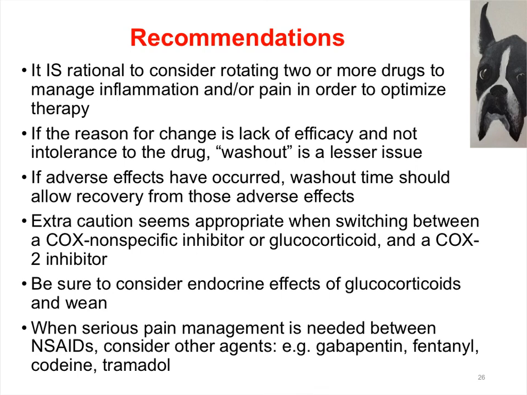Don't forget about the endocrine effects of glucocorticoids, and wean the animal from glucocorticoids and not just take them off rapidly. Anytime you have greater need for serious pain management and inflammation management, you may want to consider other agents like gabapentin, fentanyl, codeine, and tramadol, primarily when you're trying to manage more serious pain. So that's my take on the issue of washout, either between NSAIDs or between the glucocorticoids and NSAIDs.